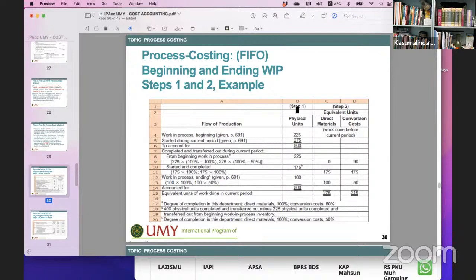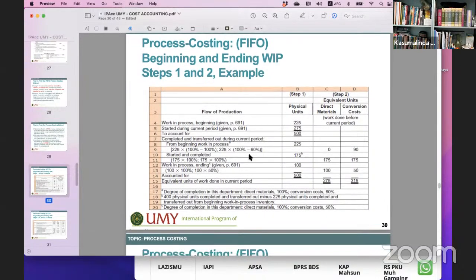Okay, number one, the physical unit analysis. This is the FIFO method. So you need to tune your mind from the weighted average to the FIFO method. The first part is still the same. Work in process, beginning work in process plus started.